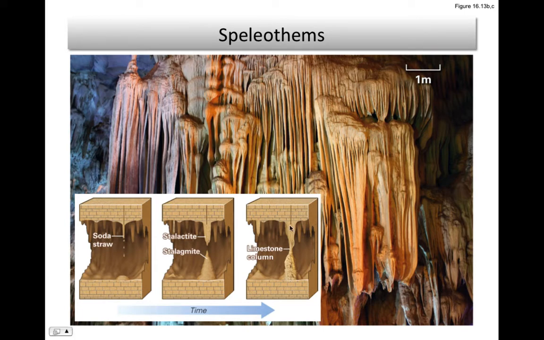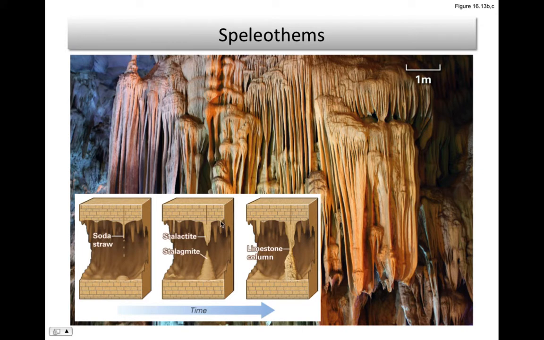And then if a stalactite and a stalagmite merge, then we've got a column. So you can think of a stalactite as hanging on tight, whereas a stalagmite might reach the ceiling. That's one way I differentiate them. Initially these stalactites start off as soda straws, which actually are hollow, but over time they fill in and become stalactites. This picture doesn't show it, but the smaller stalactites are really called dripstones.